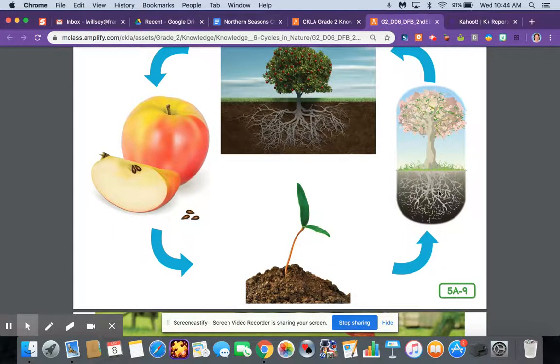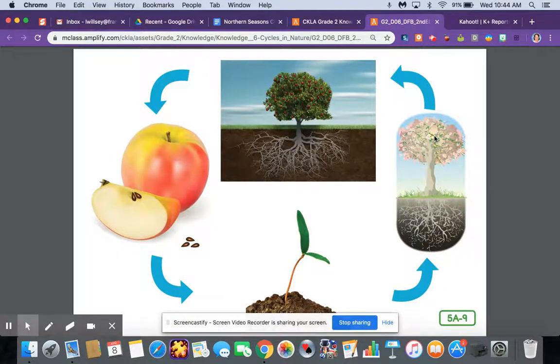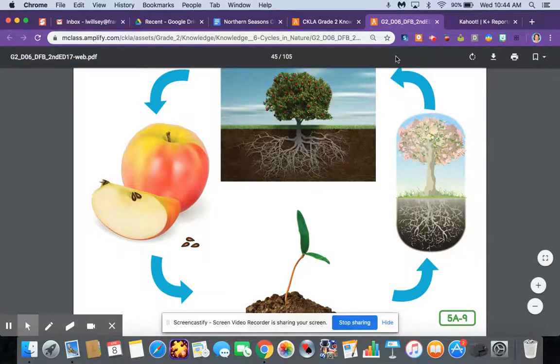And as it gets sunlight and water, it will become a great big tree. And eventually, in the spring, it will flower. I love apple trees that flower in the spring. Cherry trees are also beautiful too. And eventually it will produce fruit. And then the fruit will drop to the ground. And here the cycle goes all over again. And there you have it, the life cycle of a tree.